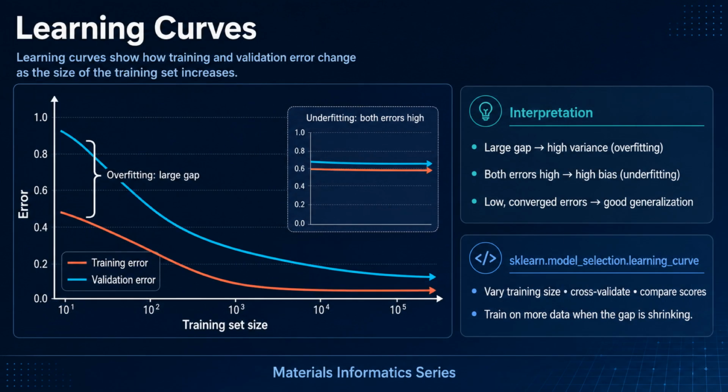Learning curves plot training and validation error against training set size. A large gap indicates overfitting. The model memorizes training data but doesn't generalize. High error for both indicates underfitting. The model is too simple. If the curves haven't converged, more data will help. Use sklearn's learning_curve function for easy implementation.